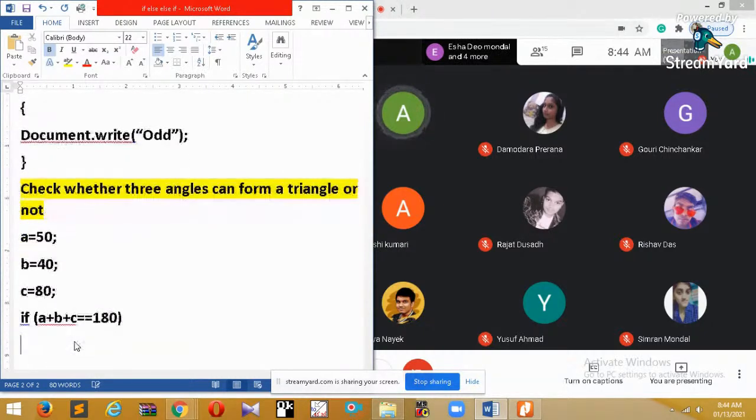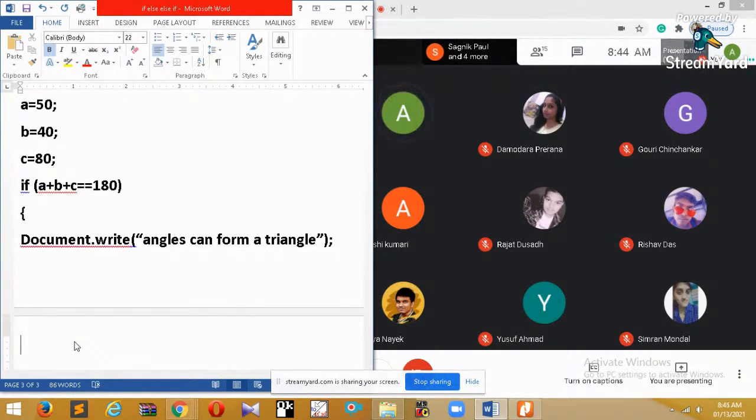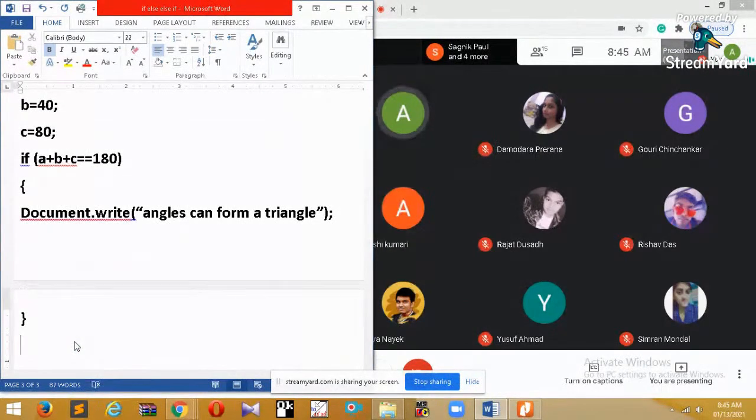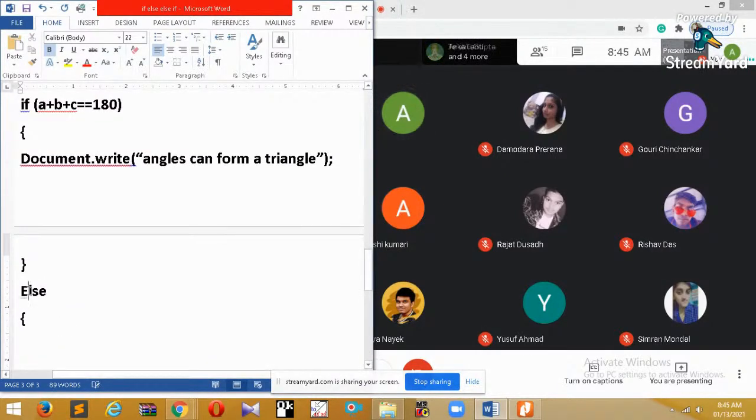Then we can display that it can form a triangle. Document.write, here we'll write the message: angles can form a triangle. So this will be my simple statement. Next, we close the brace and then write the else part. In case of else, what will we write? Triangle cannot be formed.